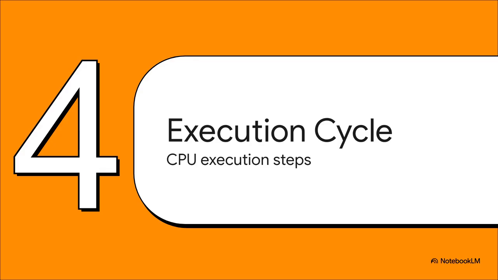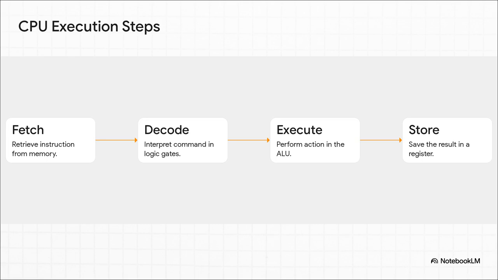And that leads us to our final section, part 4, the 4-stage execution cycle. Every single command flows through this physical 4-stage cycle. First is fetch, which grabs the instruction from memory. Then decode, which passes it through those logic gates to physically route the command. Next is execute, performing the actual operation inside the ALU. And finally, store, which writes the result to a register. Fetch, decode, execute, store. It is a relentless physical loop driven entirely by the clock's pulse.